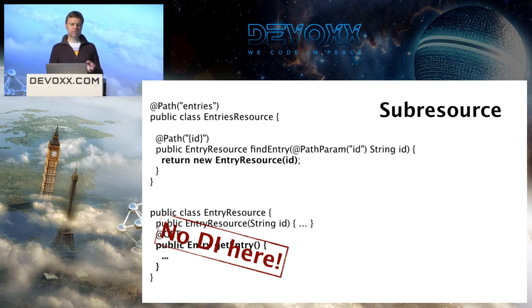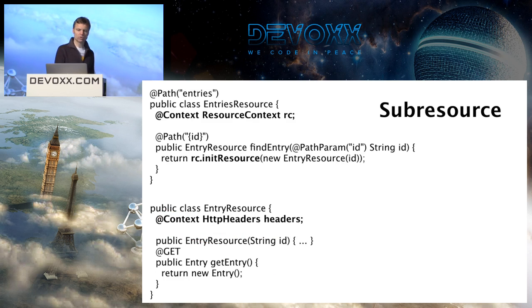The problem with this is that new entry resource creates an instance that is not managed by the JAX-RS runtime, so you don't get any dependency injection in there. You have to supply the ID explicitly. You cannot have any annotation inside that's pulling the ID from, or where the runtime is providing the ID via an annotation. And this is where this new concept of resource context comes in JAX-RS 2.0.